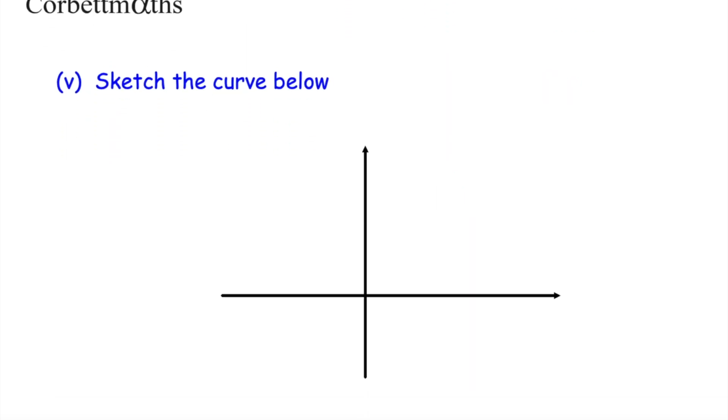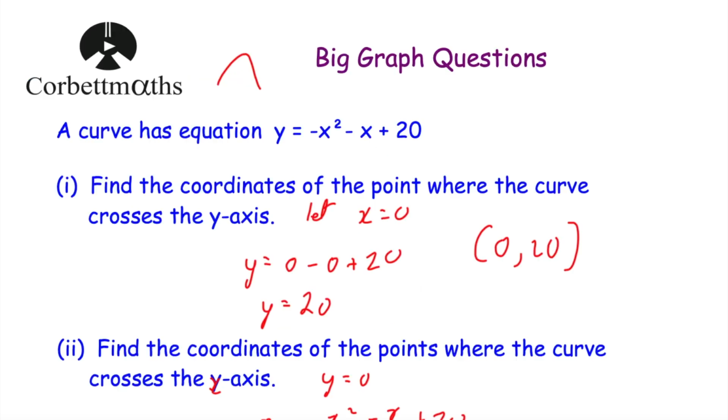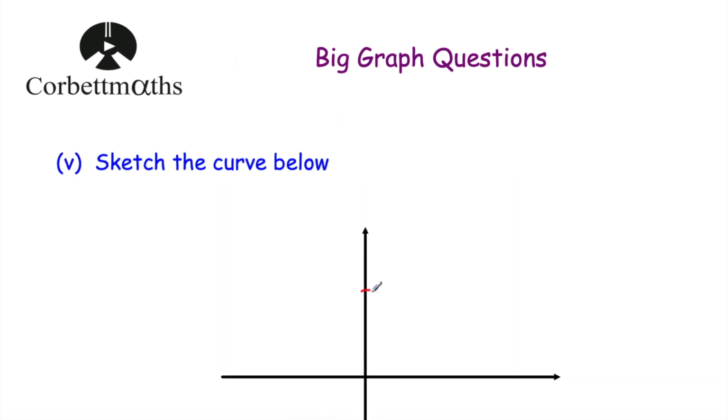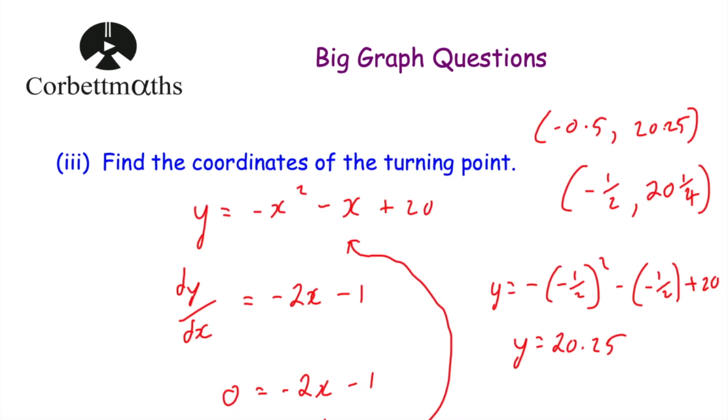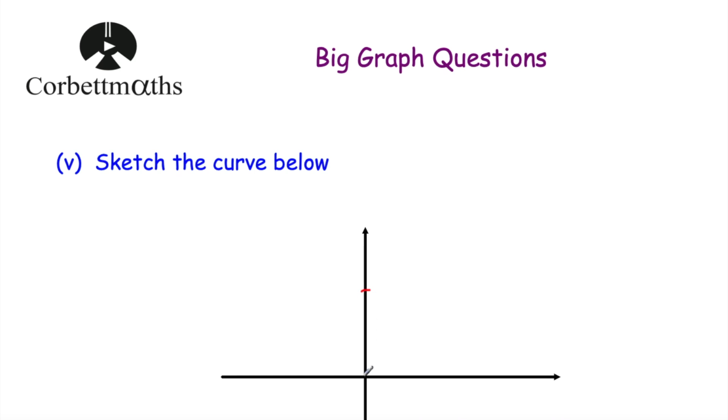And that's it. Okay, let's have a look at our next part. Okay, so part 5. Part 5, we've been asked to sketch the curve below. So we need to sketch the parabola below. So in terms of the parabola, let's think about it. We know where it crosses the y-axis. It crosses the y-axis at the point 0, 20. So 0, 20 there. Its maximum point was at minus a half, 20.25.